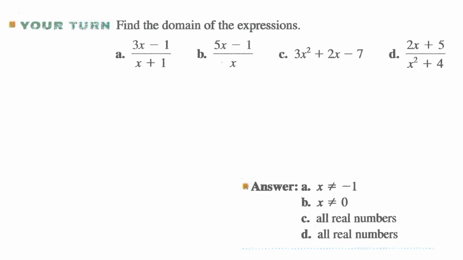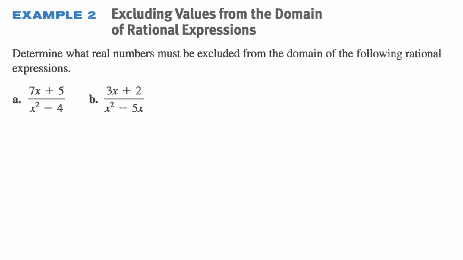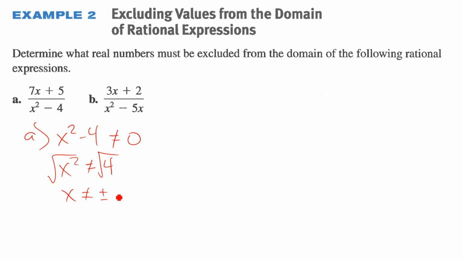All right, so you should have come up with those 4 answers. All right, excluding values from the domain of rational ones, determine what real numbers must be excluded. So we're doing the same thing, just finding the domain here. All right, so on A, we're going to say x squared minus 4 cannot equal 0. So let's solve. X squared cannot equal positive 4. And so x, when we take the square root, cannot equal plus or minus. Don't forget the plus or minus 2. There are 2 numbers that x could not be. That's your domain.